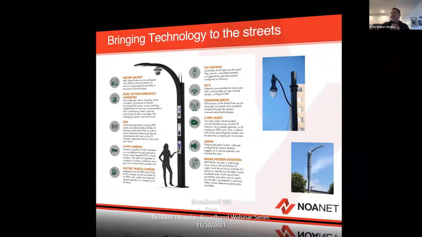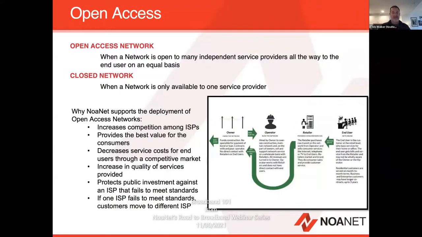All right, open access. I promised I would talk about it. Open access is a term we're using a lot within our legislative group. We're using it a lot in our public utility district group. We're using it a lot in our port district groups as these organizations look to build networks.